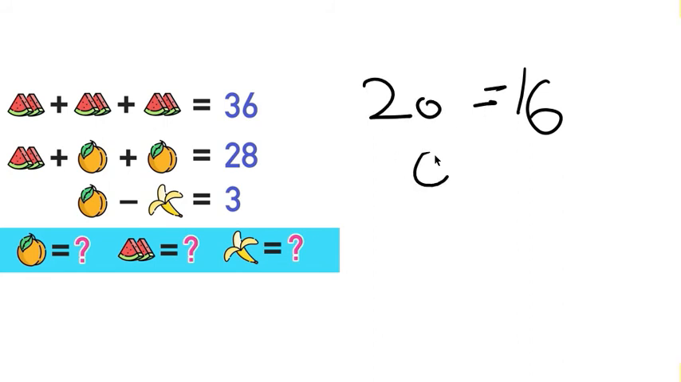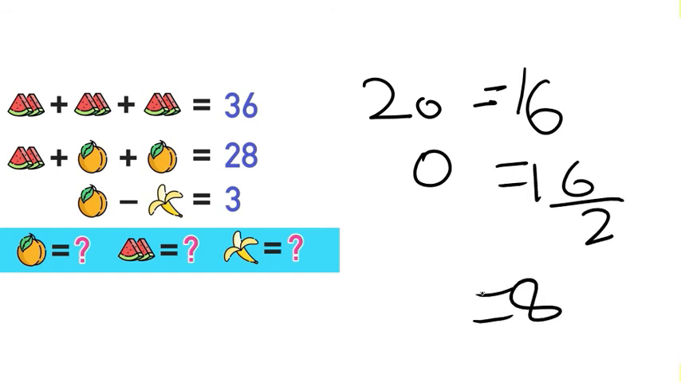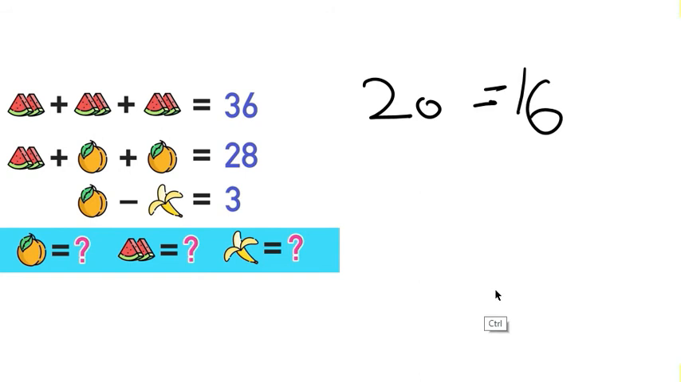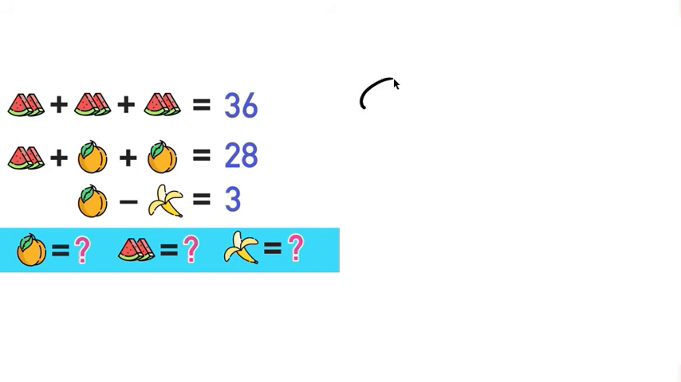So what is the value of O? It is 16 divided by 2, which is equal to 8. So O is equal to 8. So now we have got the value of orange. Okay, we got the value of orange. So we are going to substitute that value in the last equation. 8 is the value of orange. 8 minus B, which is banana, I am representing it by writing B, is equal to 3.